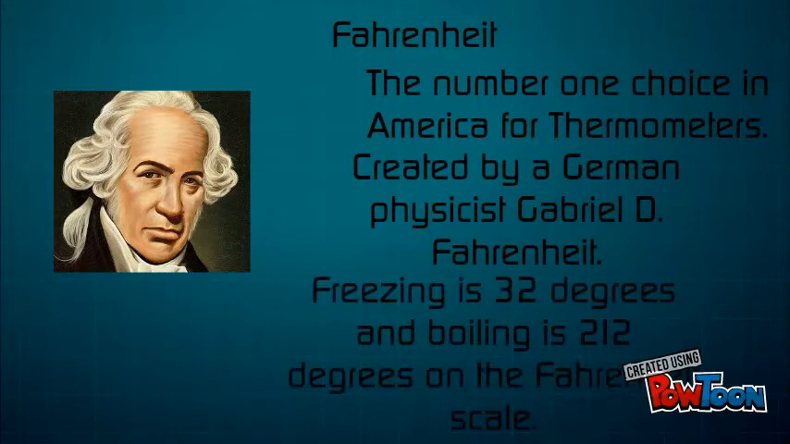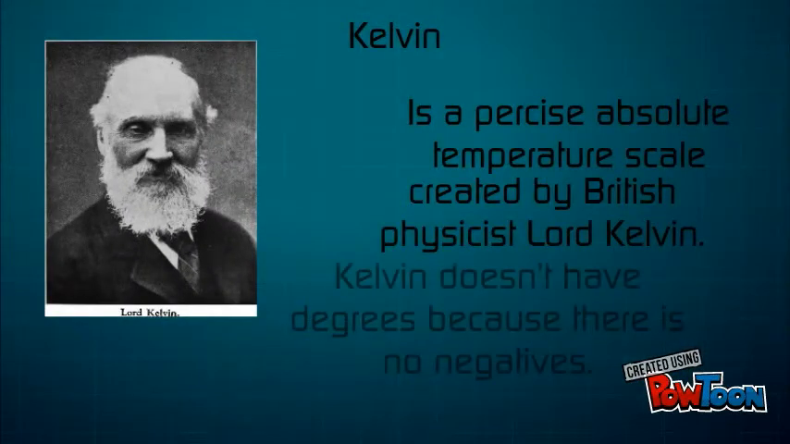Fahrenheit, a common way to measure temperature for America, created by German physicist Gabriel D. Fahrenheit. Freezing is at 32 Fahrenheit and boiling is at 212 Fahrenheit of the Fahrenheit scale. Kelvin is a precise absolute temperature scale created by a British physicist, Lord Kelvin. Kelvin has no degrees because there is no negatives. So when you have a temperature on Kelvin, it'll just have a K to represent the Kelvin.